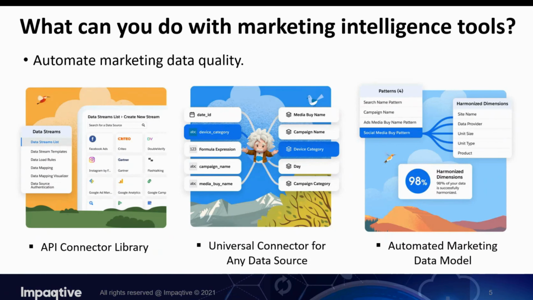Then the automated marketing data model. We know marketing data is everywhere, but it is rarely consistent. So marketers need to normalize this data into a unified data model to uncover impactful insights. However, this is the slowest manual process, and it is an error-prone step of the process.